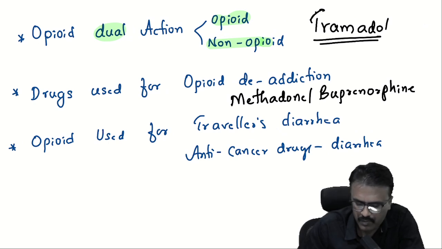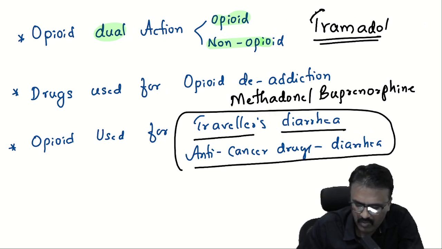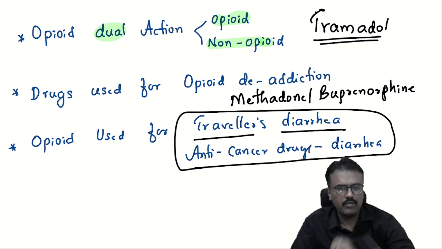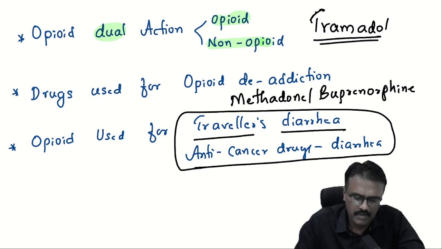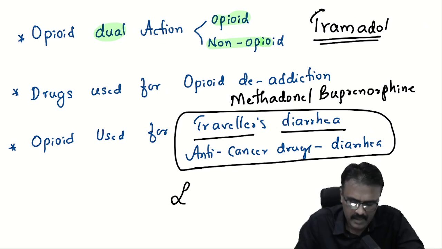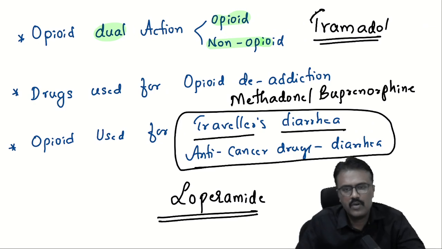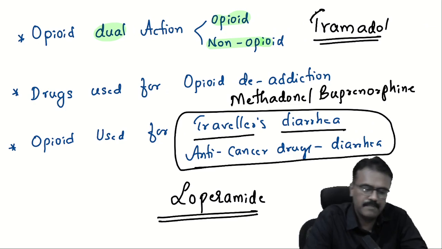What is the opioid used for traveler's diarrhea or anti-cancer drug induced diarrhea? I think most of you will answer this. I'll give you a clue: the answer starts with L. Yes, it is loperamide, which is an opioid used for non-infective diarrhea, traveler's diarrhea, and anti-cancer drug induced diarrhea.